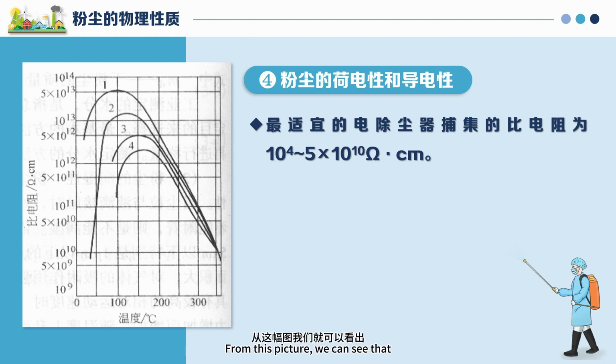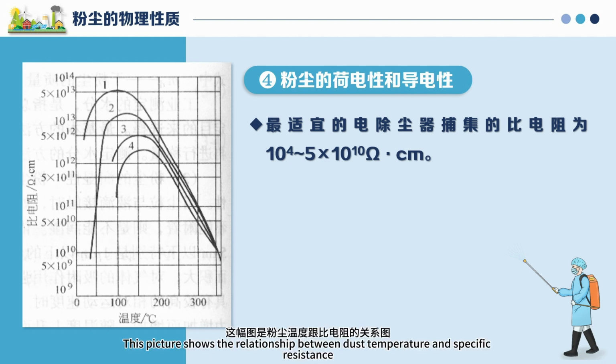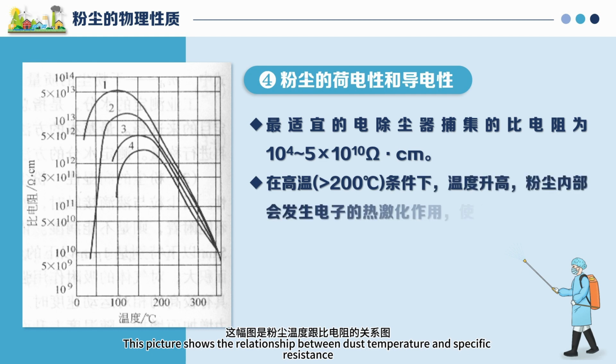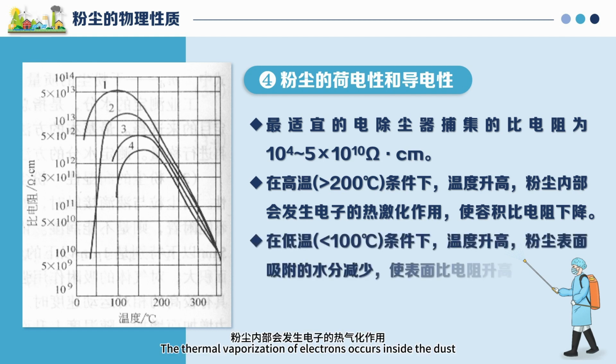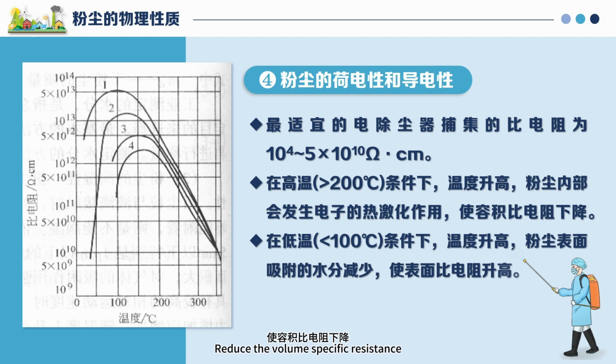From this picture, we can see the relationship between dust temperature and specific resistance. It can be seen that at high temperatures, especially above 200 degrees Celsius, the thermal vaporization of electrons occurs inside the dust, reducing the volume-specific resistance. At low temperatures, especially below 100 degrees Celsius, the reduction of moisture adsorbed on the dust surface increases the surface-specific resistance.